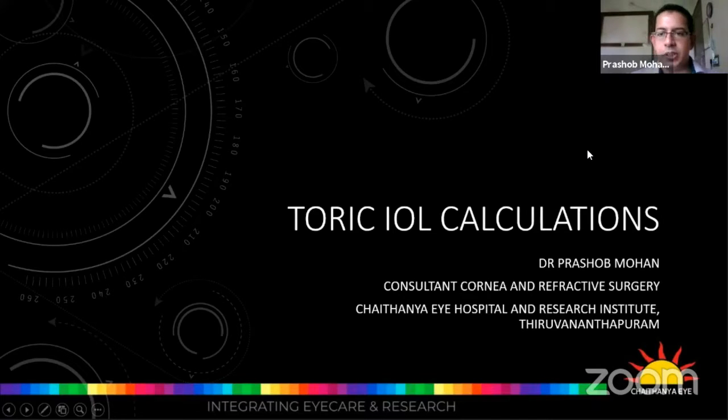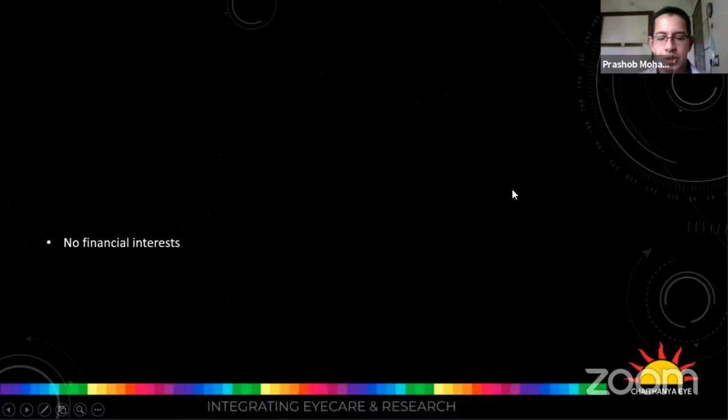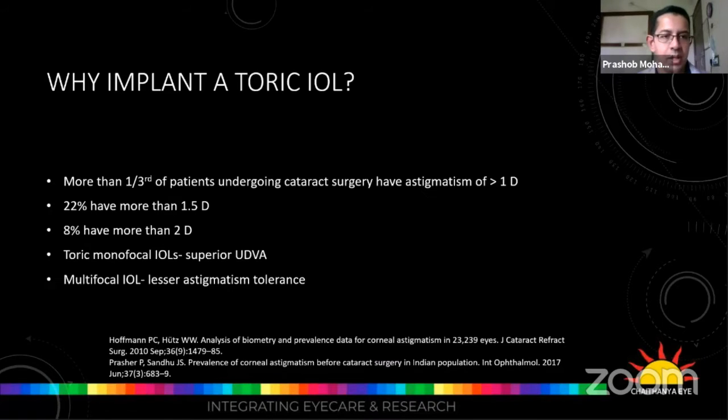Yeah. So, I'll be talking on toric IOL calculations. No financial interest. And the first question is, why implant a toric IOL at all? Now, it has been found that more than one-third of the patients who undergo cataract surgery have an astigmatism of more than 1 diopter. About 1/5 have more than 1.5 diopters, and about 8% have more than 2 diopters.